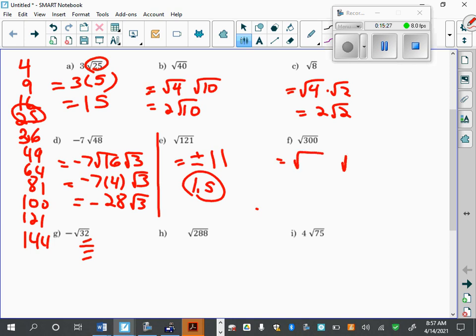This is not 25, it's 100. Technically, it's positive negative 10 radical 3, but we're not going to worry about it when there's a radical with it.